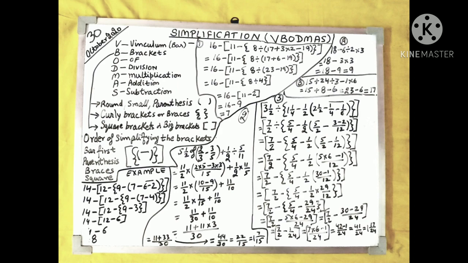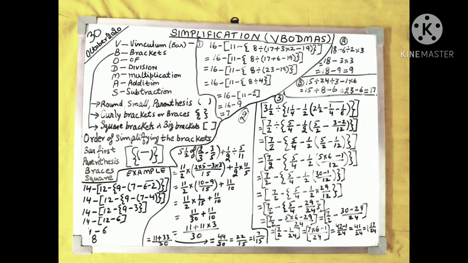As you see in the first step, we are calculating the vinculum. 6 minus 2 is equal to 4. In the next step, we are calculating the common brackets. 7 minus 4 is equal to 3. In the next step, we are calculating the braces. 9 minus 3 is equal to 6.